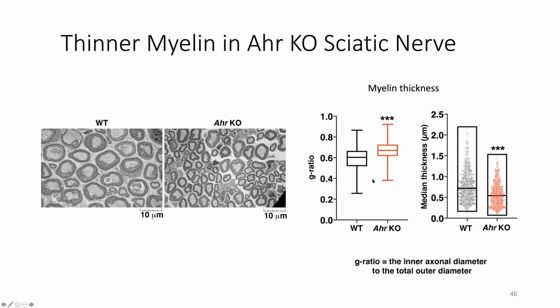And we found that the G ratio, which is the standard way to measure myelination, is the ratio of the inner axonal diameter to the outer axonal diameter. So a larger number would be indicative of perhaps a thinner myelin. And we did see a significant increase in the G ratio in the AHR knockout, and actual direct measurements indicated that there was a thinner myelin in the AHR knockout, which is what you might predict if there were less sphingolipids being produced.